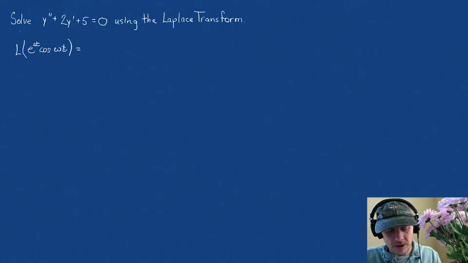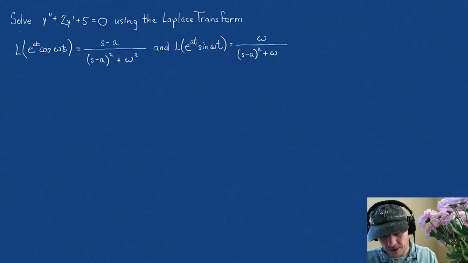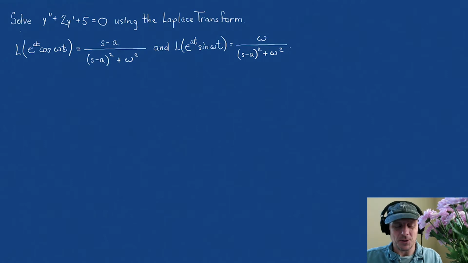And remember, we found that this is s minus a over s minus a squared plus omega squared. And the other one that we solved, the Laplace transform of e to the at sine omega t, this was equal to, or still is, omega over s minus a squared plus omega squared. All right, we're going to need those for this problem today.